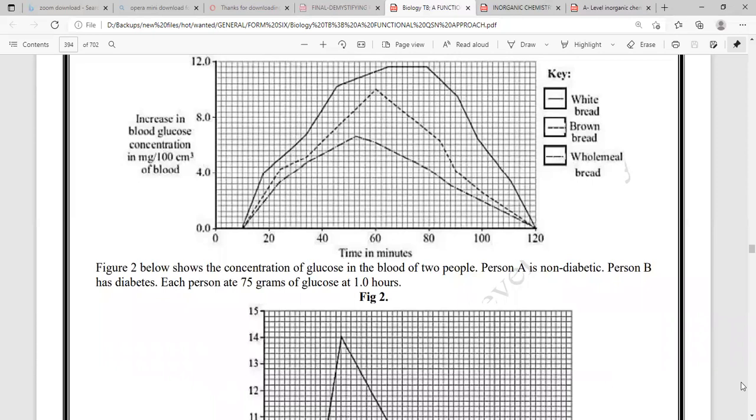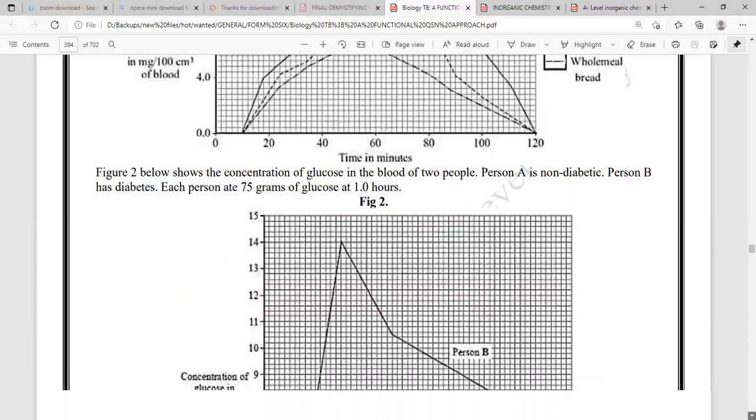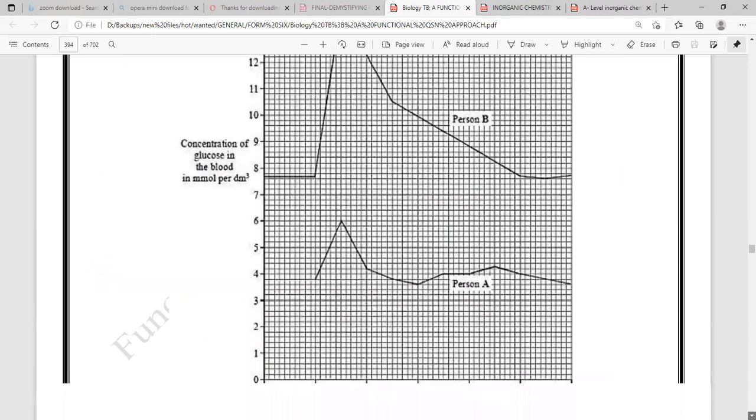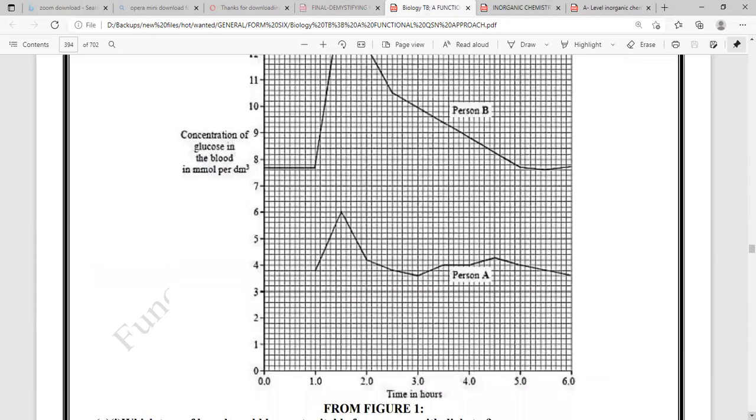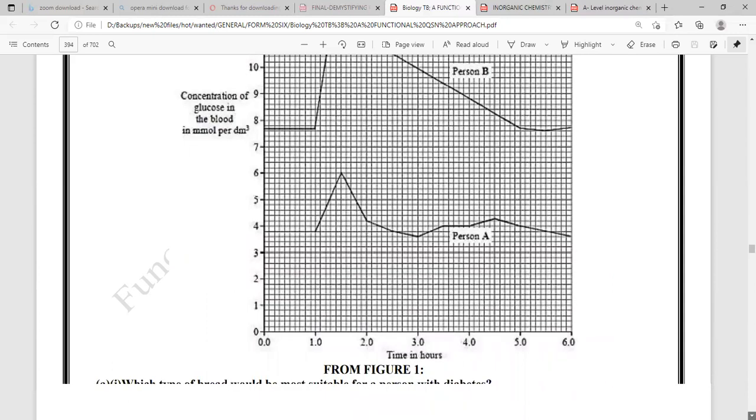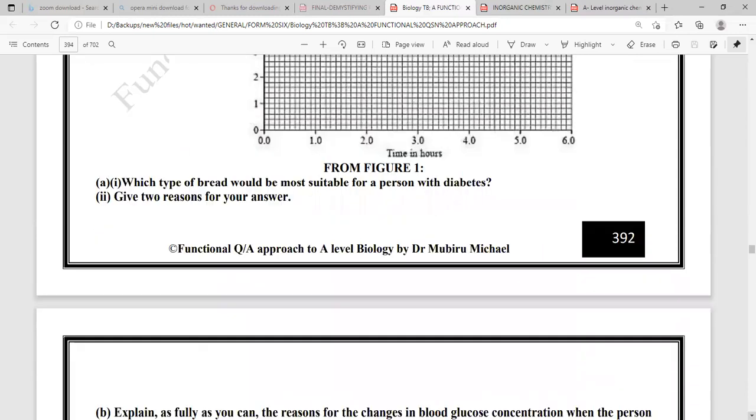Then figure 2 shows the concentrations of glucose in the blood of two people. Person A is non-diabetic and person B has diabetes. Each person ate 75 grams. That one almost resembles the one that we have finished talking about. And then, which type of bread would be more suitable for a person with diabetes? You give 2 reasons for your answer.